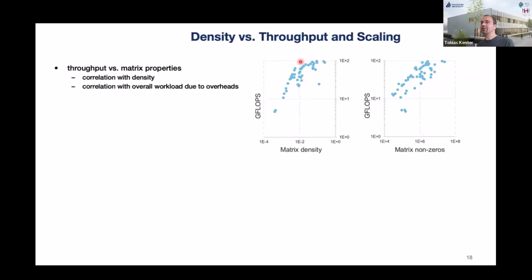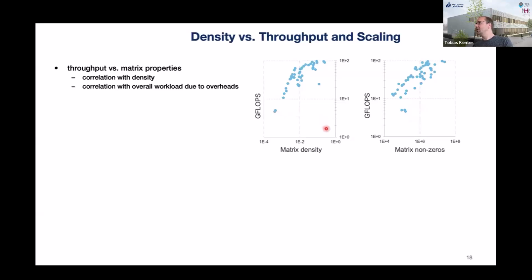And once the matrix is too sparse, we have too much overhead transferring the vector data for each individual tile. Also looking at the overall number of non-zeros, we see that starting with around 1 million non-zeros, we get good performance in some matrices. If it's lower, then the overall kernel launch times are a problem and show up in the measured performance. Since many of the practical matrices are correlated and have a low density and a low number of non-zeros, these are the outliers which can be tracked here.